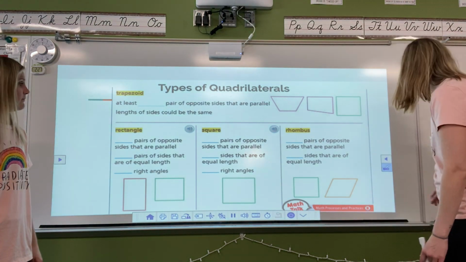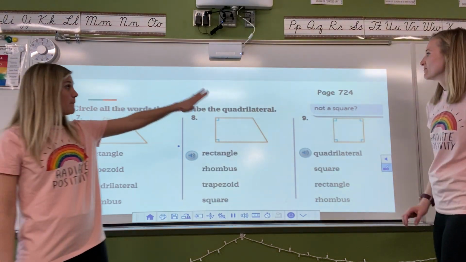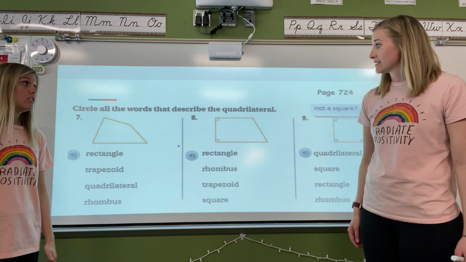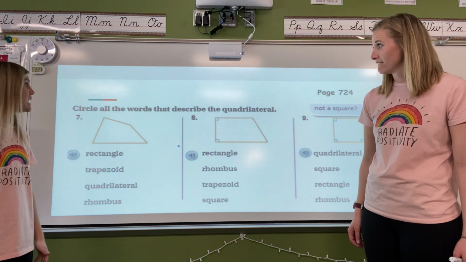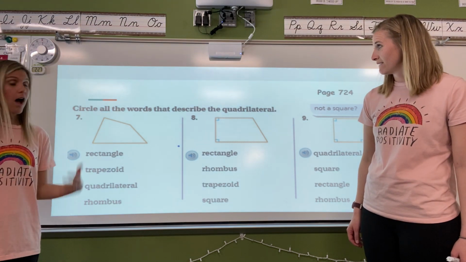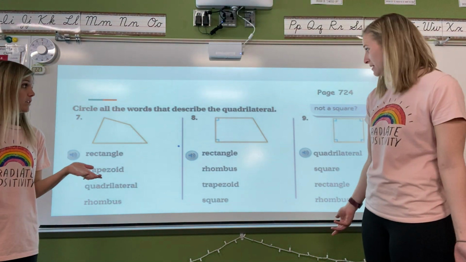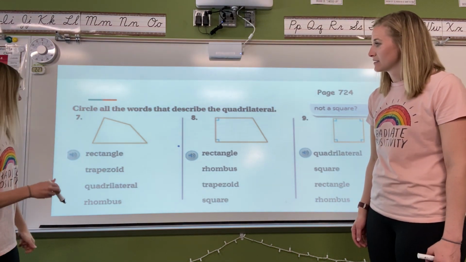Okay. Oops, I went the wrong way, 3rd graders. There we go. All right, so now we're on page 724. Again, we're circling the words that describe the quadrilateral. How about we do the odds and you guys do the evens? That sounds like a plan. Okay. So we'll do number 7 and number 9. So we'll start with number 7.